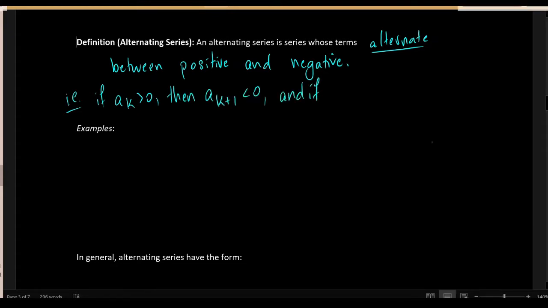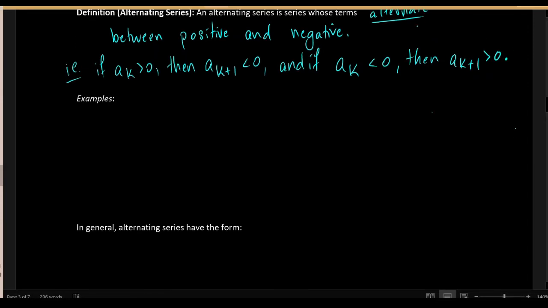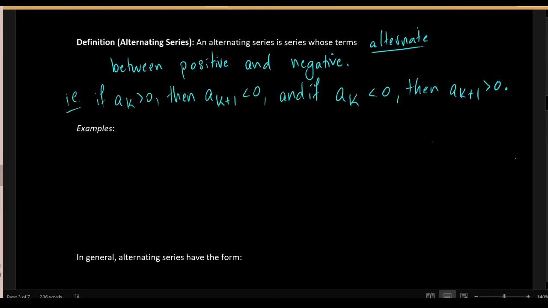Symbolically, I would say if a_k is greater than 0, positive, then the next term, a_(k+1), must be negative. And if your a_k is negative, then the next one must be positive. Forcing it to exactly alternate plus, minus, plus, minus, plus, minus. For examples, we could take either of the two on the previous page.